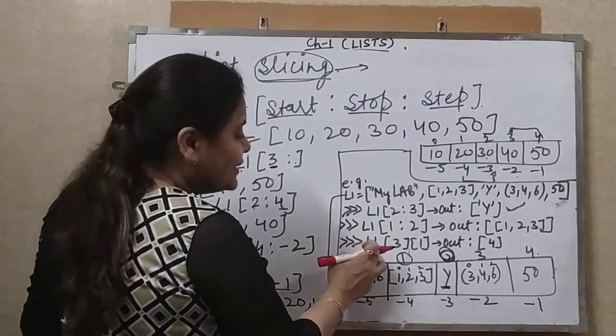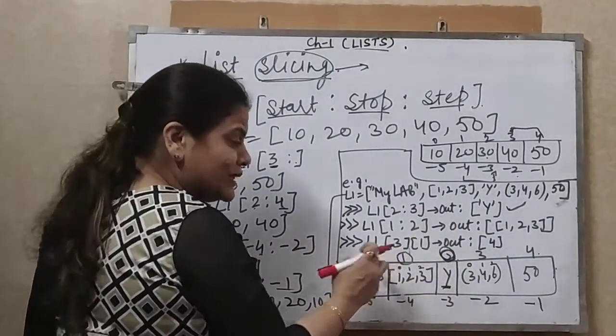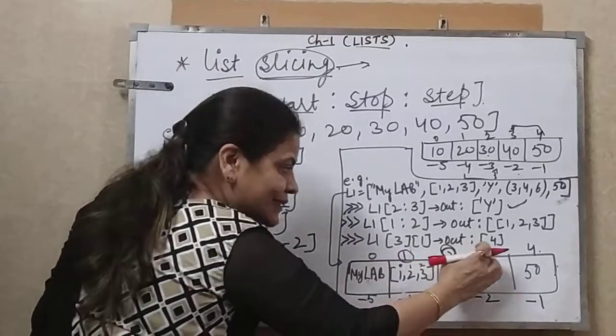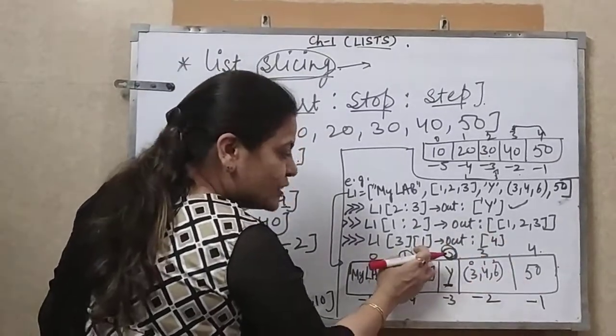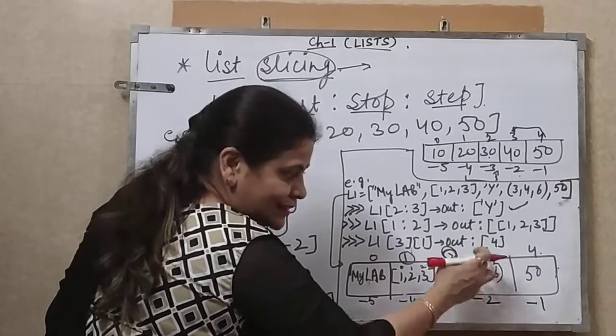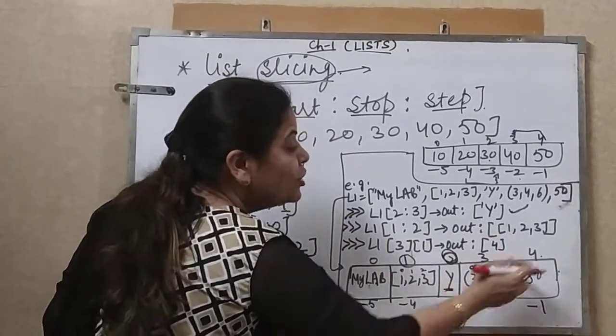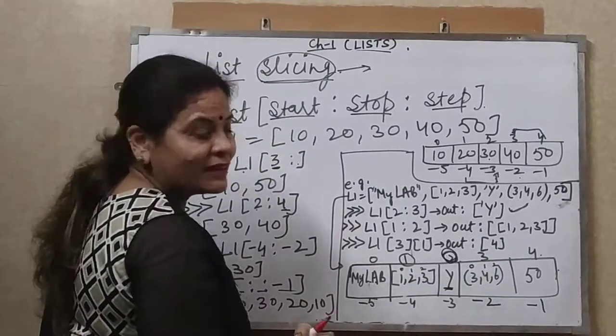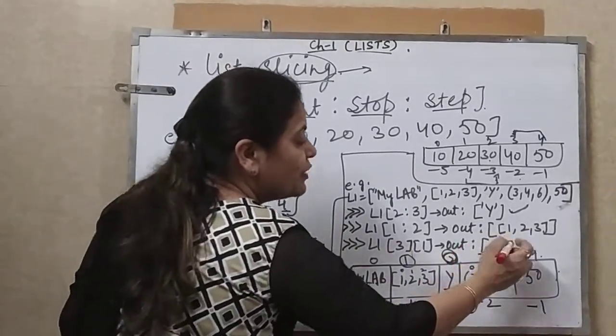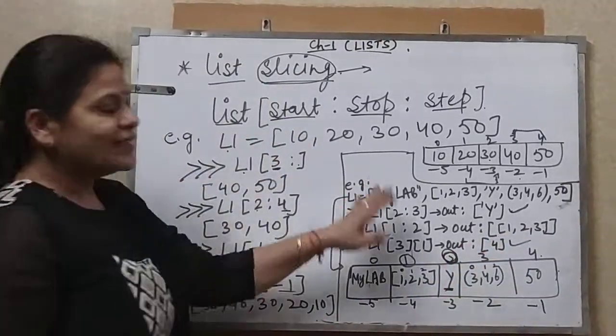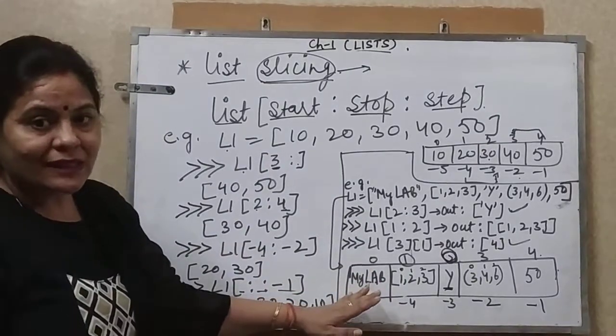The next one is L1[3][1], meaning the third index and then the first index of the nested one. In the third index, the value at its first index will be printed here. So the value 4 will be printed here. This is called list slicing.